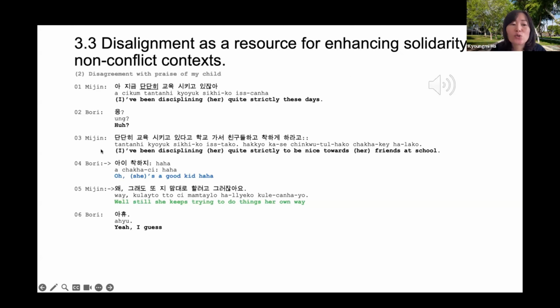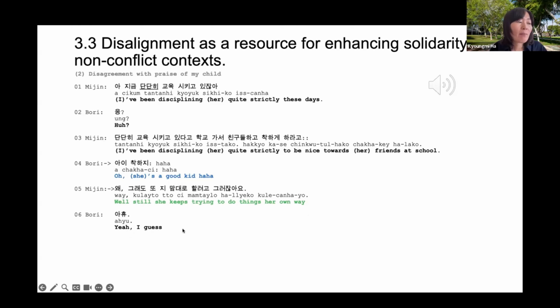So when Bori listened to Mijin, Bori gives a compliment on Mijin's daughter. Bori says, oh, she's a good kid. And then she laughs. But immediately, in response to this compliment on Mijin's family member, Mijin provides disagreement. Mijin says, well, still she keeps trying to do things her own way. And Bori passively agrees, not really providing much comment, and then it seems the conversation is ending here, and they move on to a different topic.